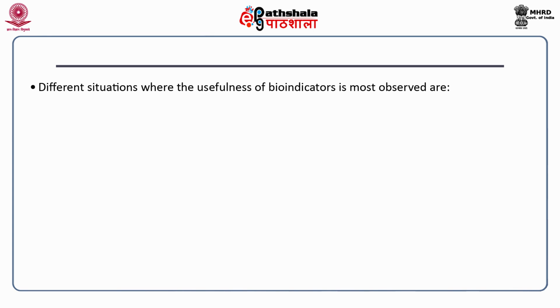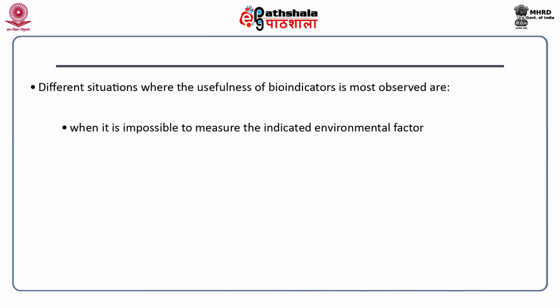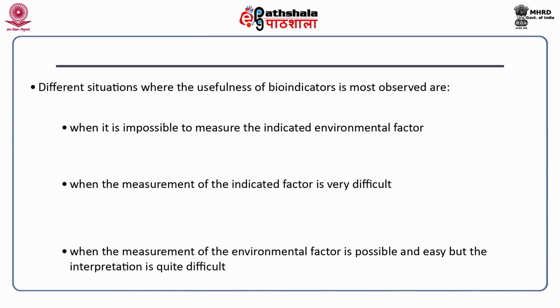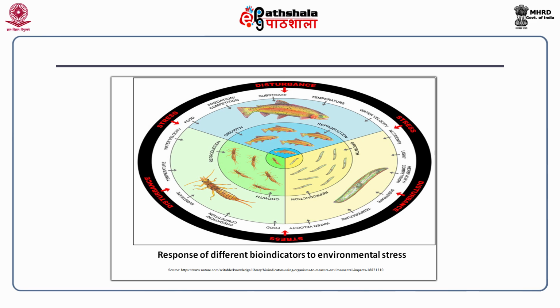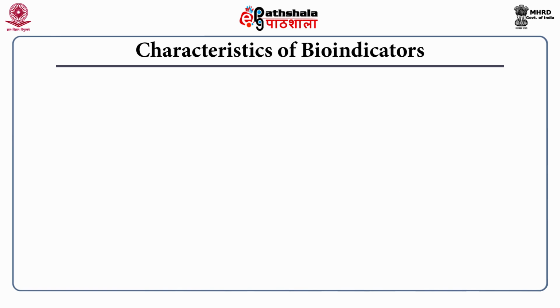Bioindicators are helpful in a number of situations and we categorize them into three different situations, which are whenever it is impossible to measure the indicated environmental factor, when the measurement of the indicated factor is very difficult and when the measurement of the environmental factor is possible and easy, but the interpretation is quite difficult. The given figure explains that any disturbance or stress in the environment causes a stress or disturbance in the organisms and various changes are seen in their reproduction, growth as well as development and hence they are helpful in bioindication of any environmental change.